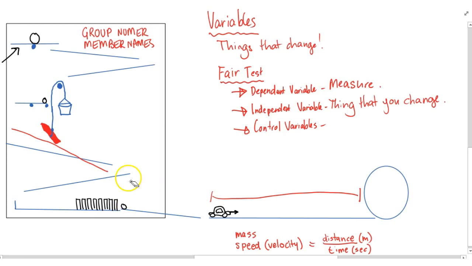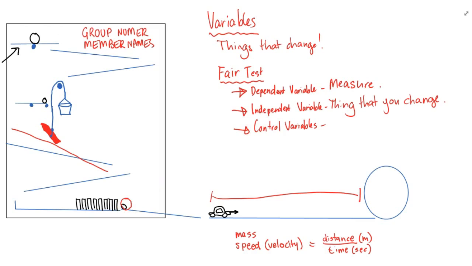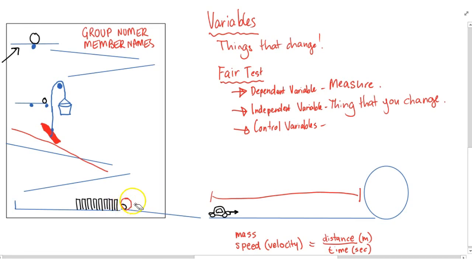Remember how we said that changing the size of the ball as well is going to most probably affect the car? Well, any other variable or anything that can be changed in this machine that will also affect the car's kinetic energy, in order to make it a fair test, you have to keep those things exactly the same. I can't change the mass of that ball. I can't change anything else here. I have to keep everything else exactly the same to make it a fair test.